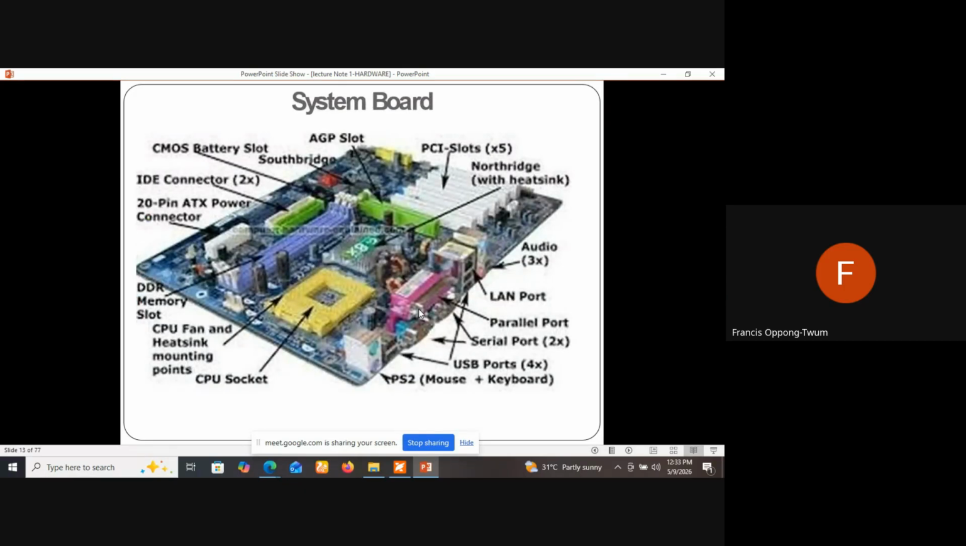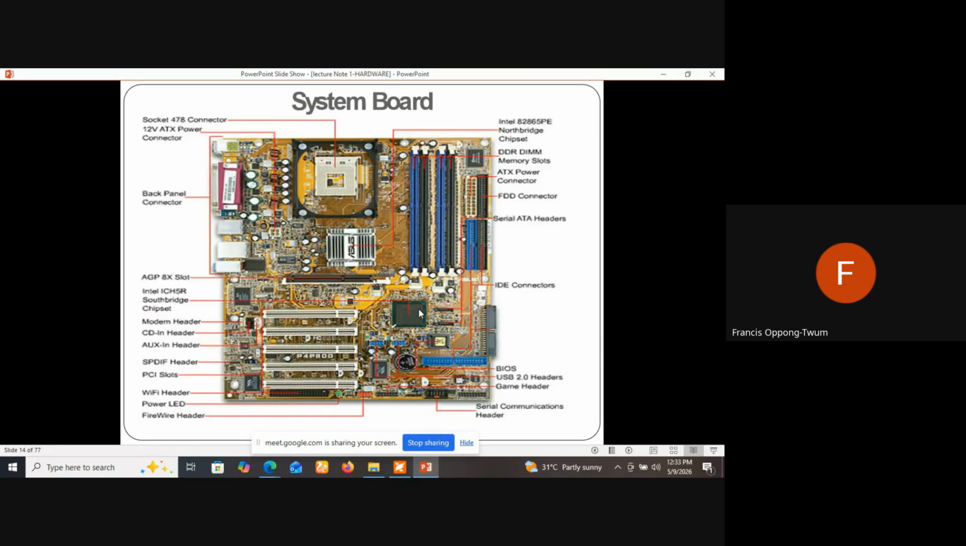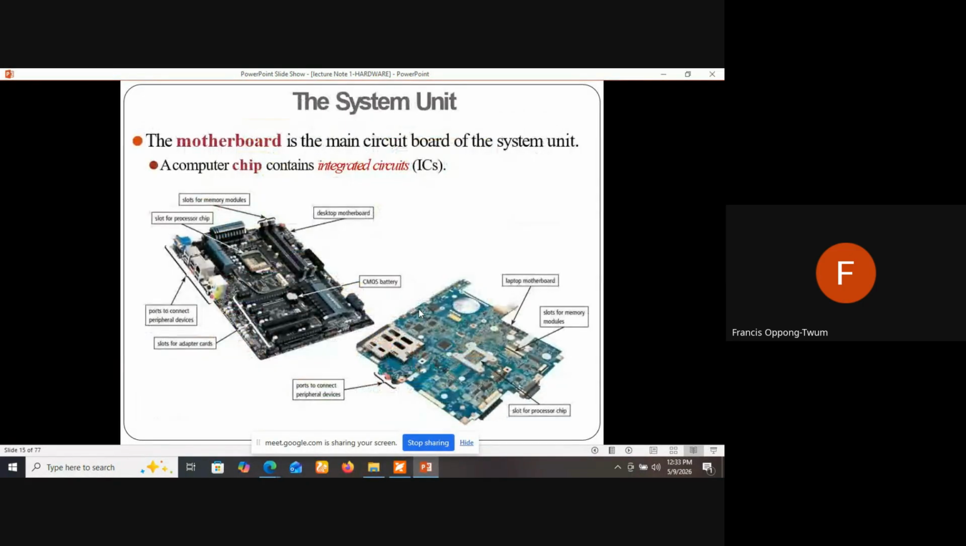So this is another picture of the motherboard for those who didn't see it. This is also another picture of the motherboard, and this is also another image of the motherboard. I don't want to talk too much today. Whatever we are doing is just the identification, so that once you open your system unit, you should be able to tell me that this is the motherboard, without any fear or contradiction. Okay, fine.